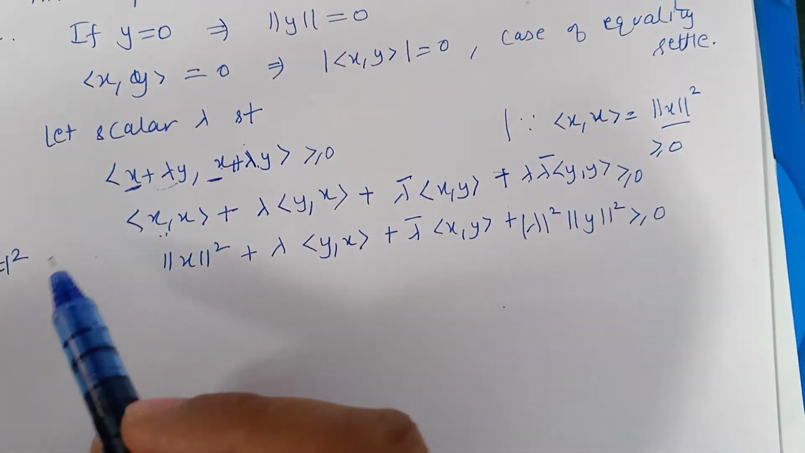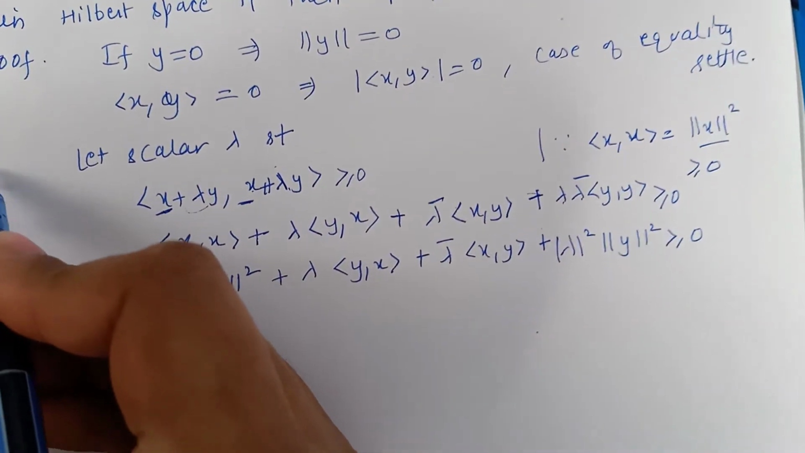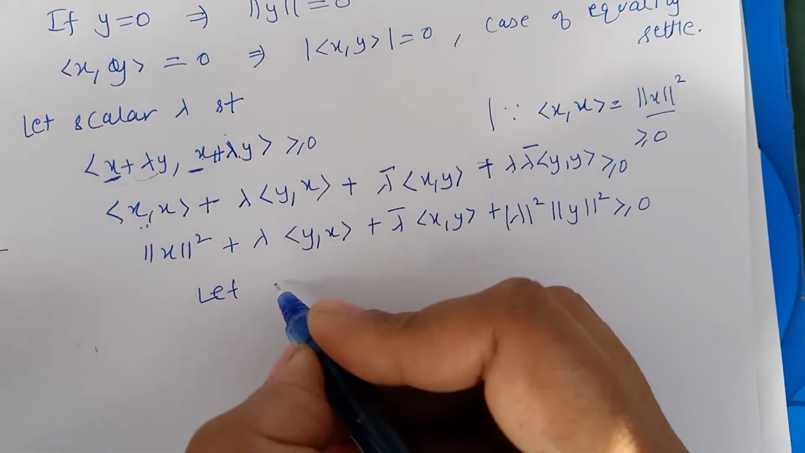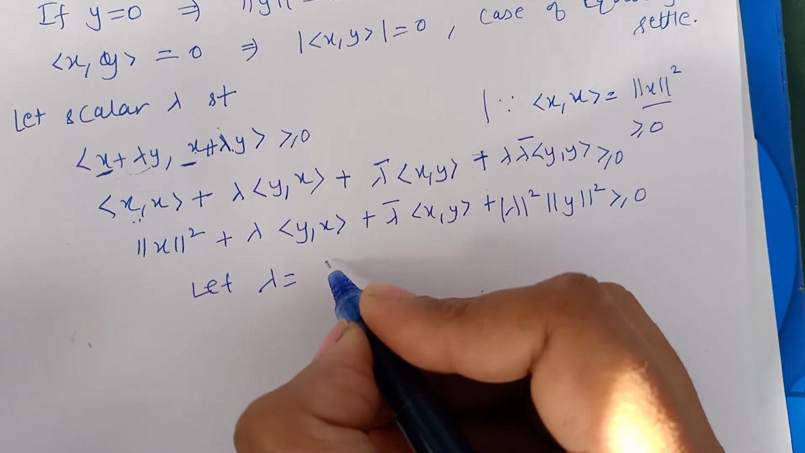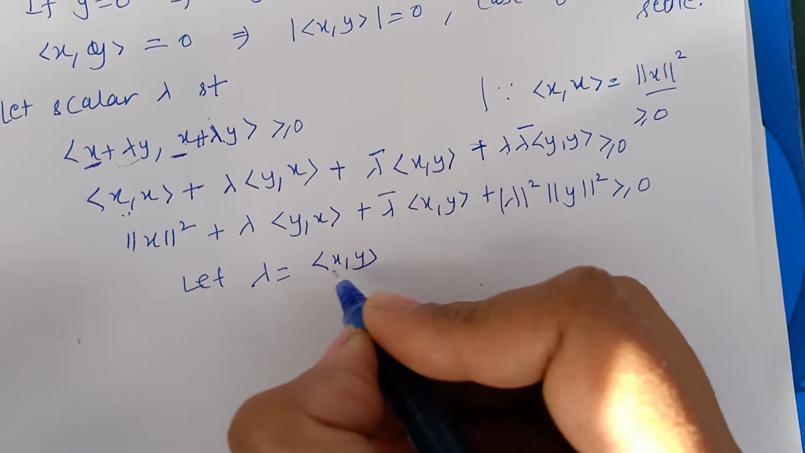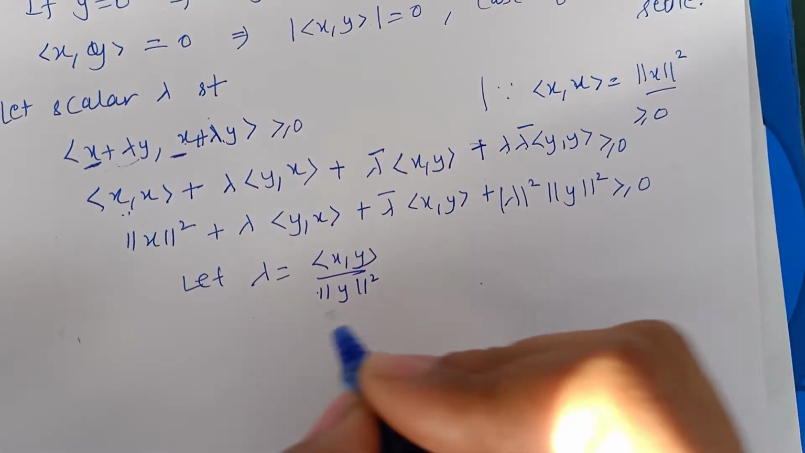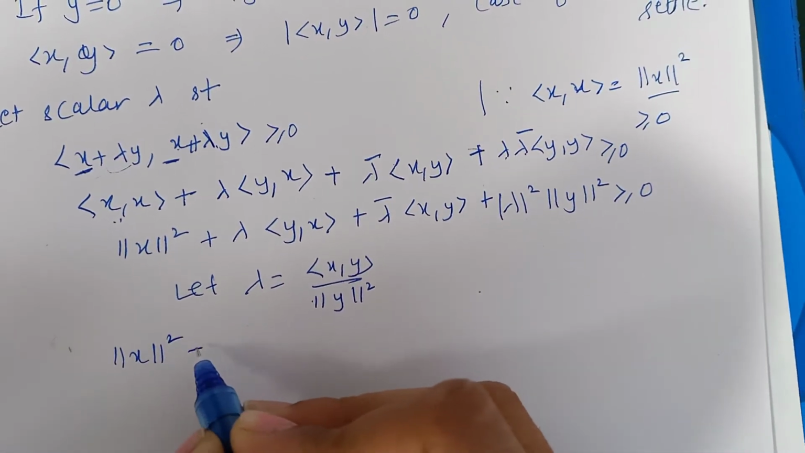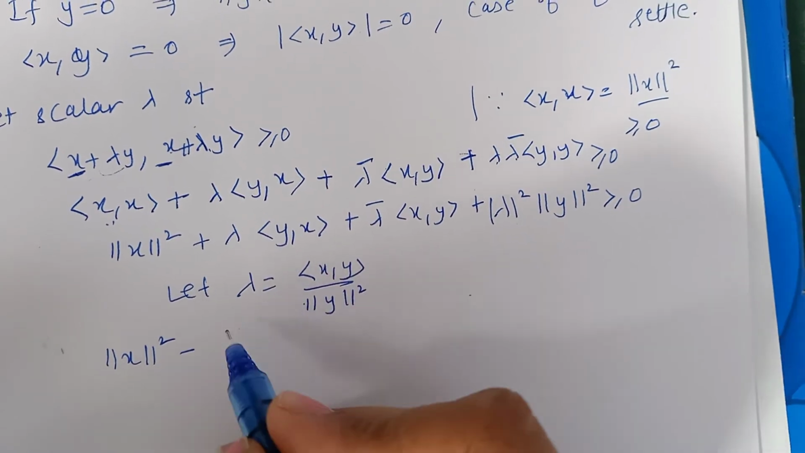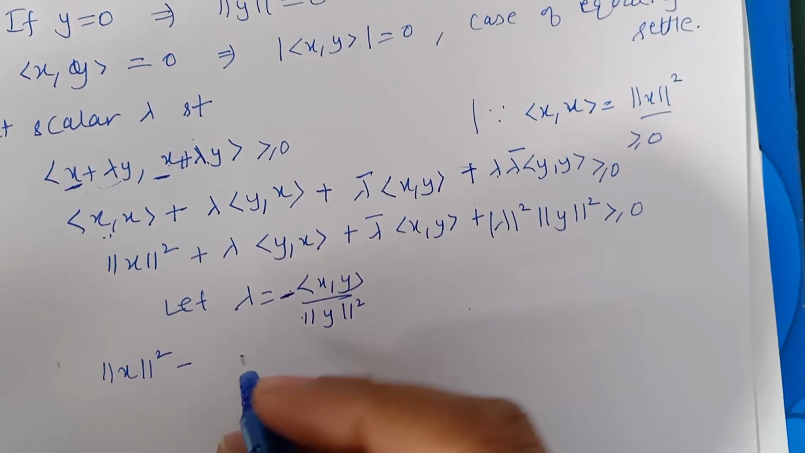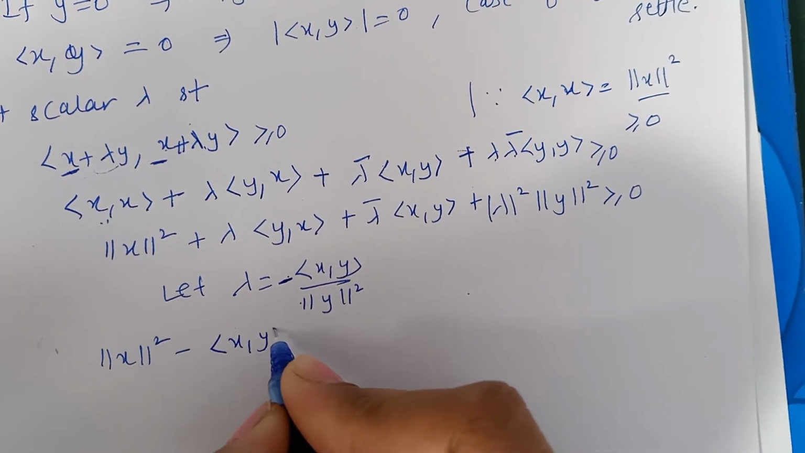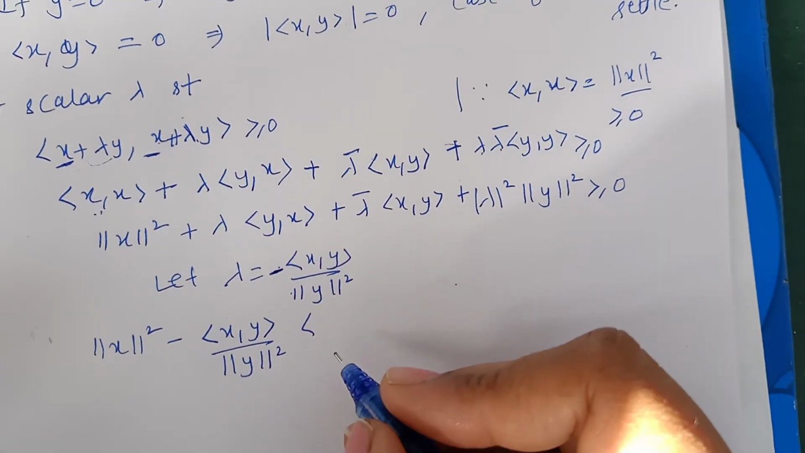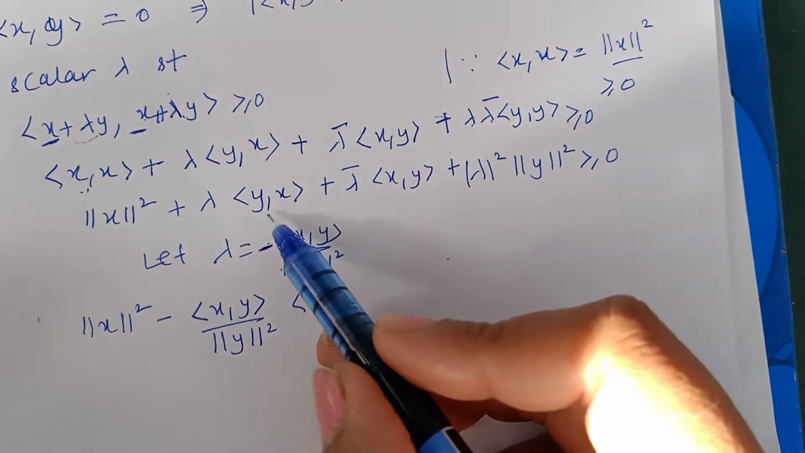Okay, so we have already considered in this case that y is non-zero. So let us substitute lambda as the inner product of x comma y upon norm of y square. So let us see how things will change with this substitution. So this will become, with the negative sign, sorry, so this will become minus x comma y upon norm of y square into the inner product of y comma x.